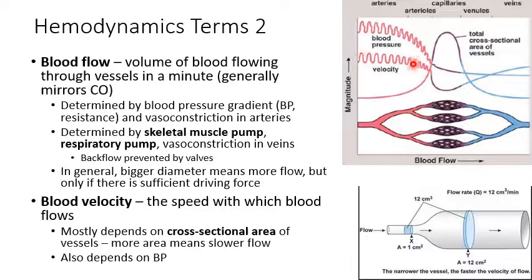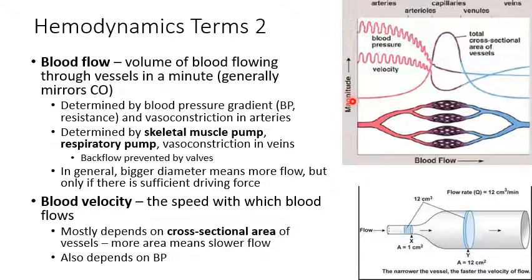The blood velocity is going to be relatively high in the arteries, and this starts decreasing. And when you get into the capillaries, it's like it drops off a cliff. It really slows down a lot. And then it actually starts picking up a bit once you get into the venules and the veins. And that's because of that cross-sectional area.